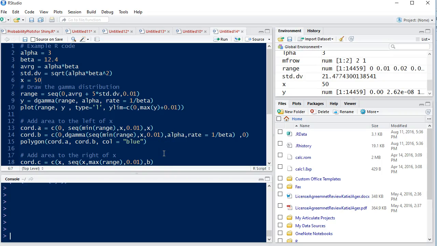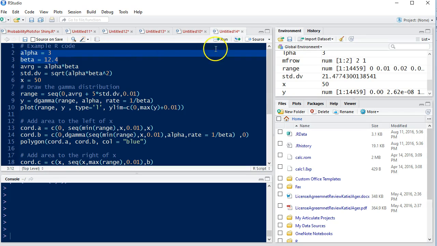So as you've probably already noticed, calculating the gamma probability problems by hand using the gamma distribution is pretty tedious, and so using software can be really helpful for us. In this example, I've set up some code in which we will be able to use RStudio to solve probability problems for gamma distributions. The first thing that I've done is I've defined alpha and beta.